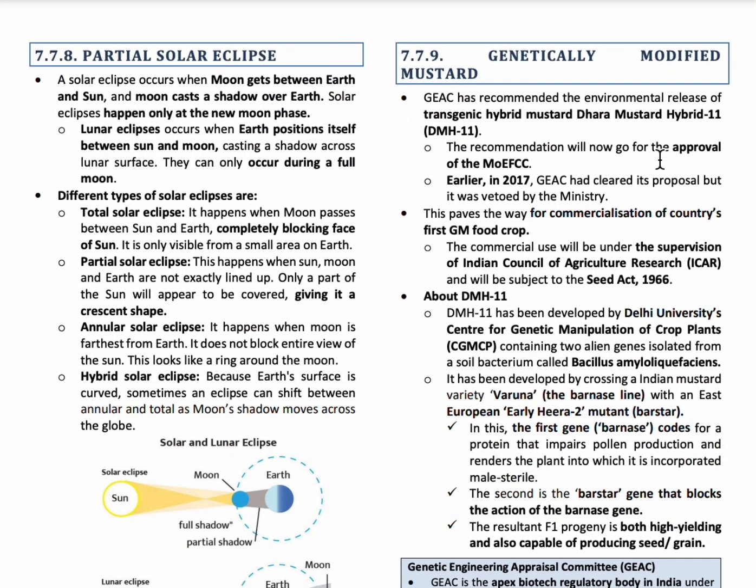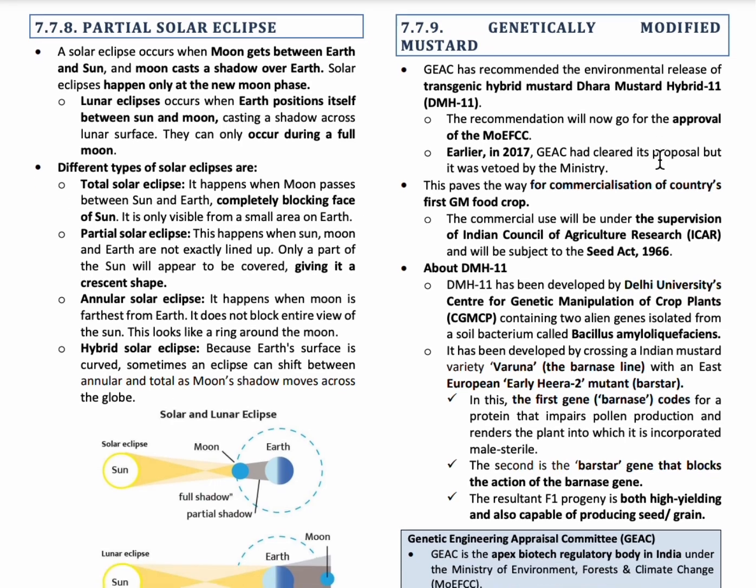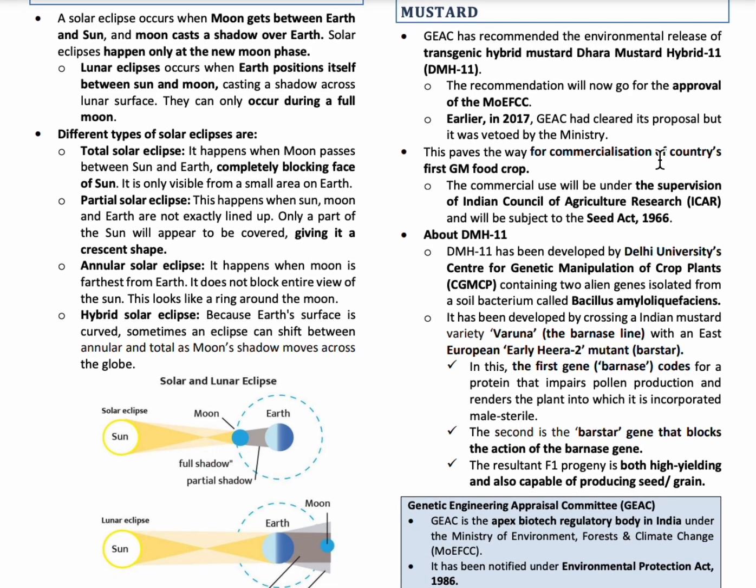The next topic is partial solar eclipse. When the moon gets in between Earth and Sun, the moon casts a shadow over the Earth. A solar eclipse occurs only at a new moon phase. There are different types of solar eclipse. They are the total solar eclipse, which occurs when the moon completely passes between Sun and Earth, blocking the surface of the Sun.